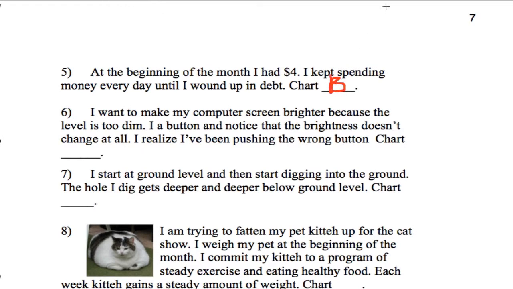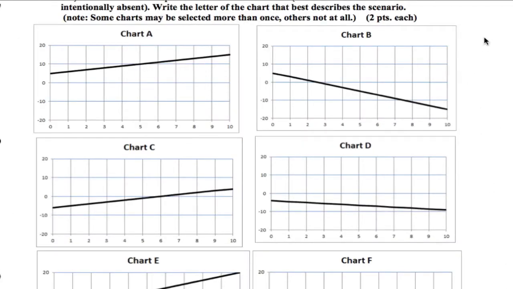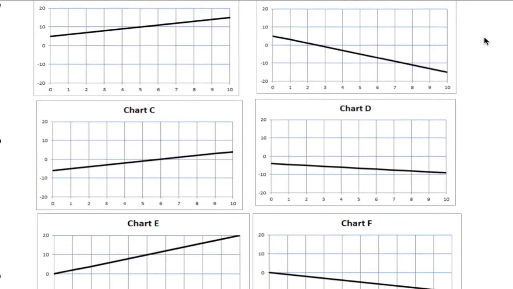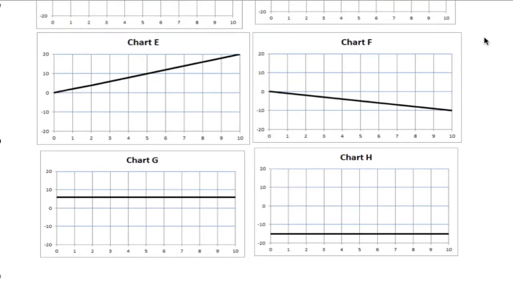Now, I want to make my computer screen brighter because the level's too dim. I push a button. And notice that the brightness doesn't change at all. I've been pushing the wrong button. What chart would that be? So I need a graph of brightness. I need a chart of brightness versus time that doesn't change at all. And I want the brightness to show that it's dim.